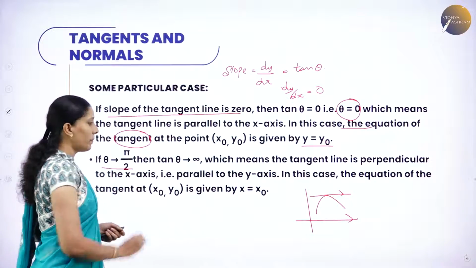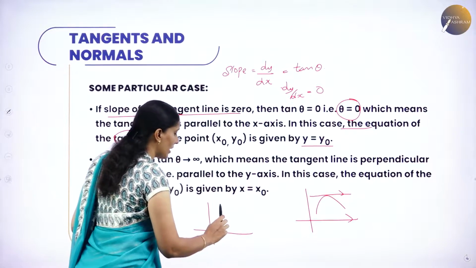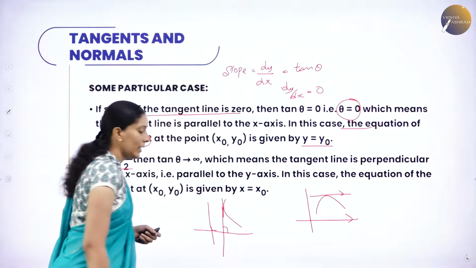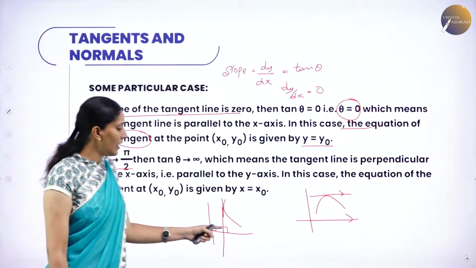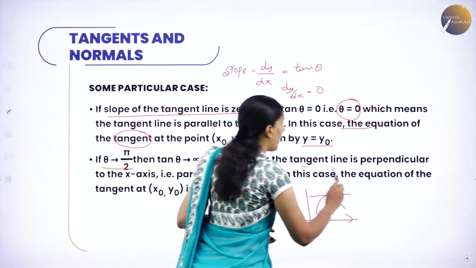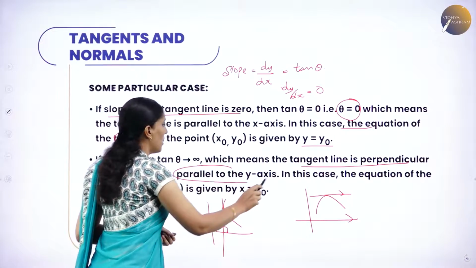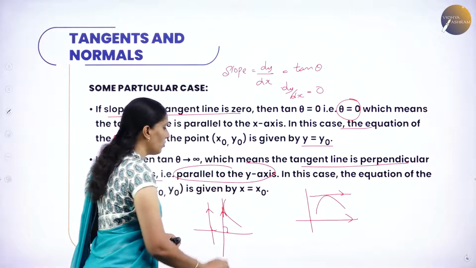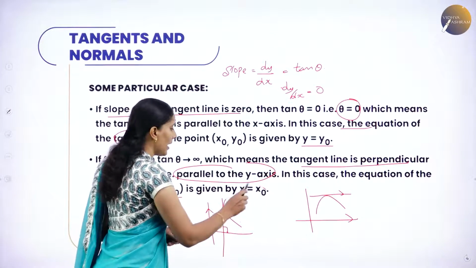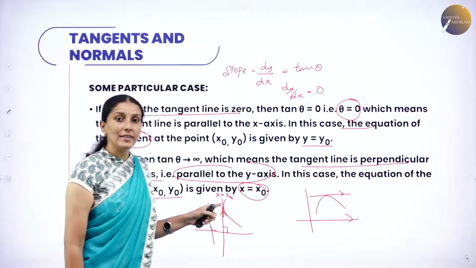Suppose theta is equal to pi by 2. You take a curve. So this is the x-axis and this is the y-axis. You take any curve here. If this is the tangent and it is exactly 90 degrees to the x-axis, then it means the tangent is perpendicular to the x-axis and parallel to the y-axis. So perpendicular to the x-axis means it is parallel to the y-axis. In that case, the equation of the tangent at the given point is x is equal to x naught. So this is the line of equation x is equal to x naught.